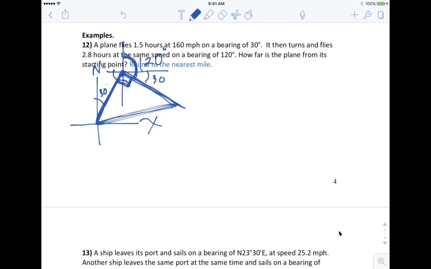Okay, so really what you have here then is Pythagorean theorem, because you can figure out how far they traveled, and then what's that distance. All right. So the first leg was 1.5 hours at 160 miles per hour. So 1.5 hours times 160 miles per hour. The hours cancel, and it's 1.5 times 160, which is what, 240?